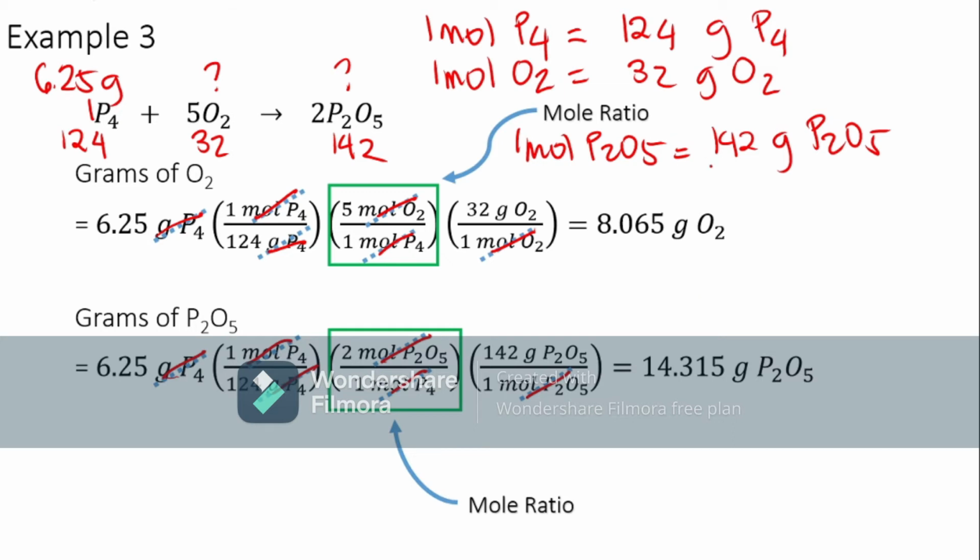Okay, so this is the amount of oxygen gas na needed to burn the P4 and magpuproduce siya daw ng 14.315 grams of P2O5. So, si 6.25 grams, makikipag-react siya sa 8.065 grams of O2 and then magpuproduce siya ng 14.315 grams of P2O5. Okay, now, this part, I will teach you how to compute for the stoichiometry without going through cancellation of units. Bigyan ko kayo ng technique. Okay, so I'm going to give you this technique.